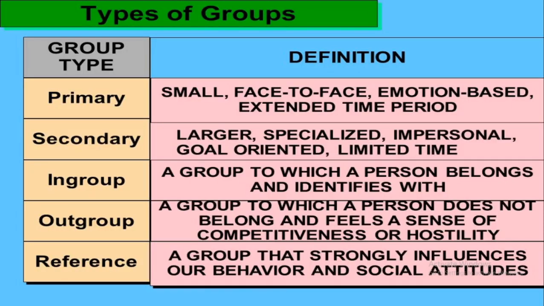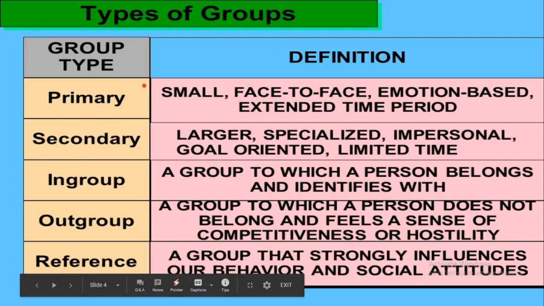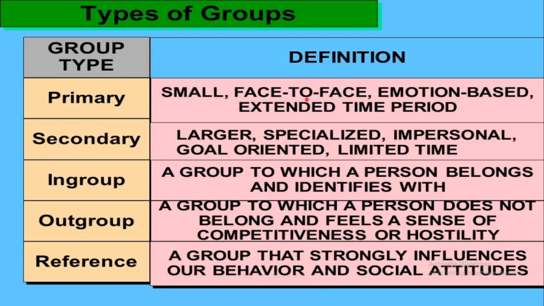Okay, first there is the primary group. What is the definition or the main feature of the primary group? We know that it is a small group and there is face to face interaction or contact. Then it is emotionally based, and there must be emotional bonding in the primary group. Extended time period, that means the group exists for a longer period of time, and there is emotional bonding and face to face interaction.